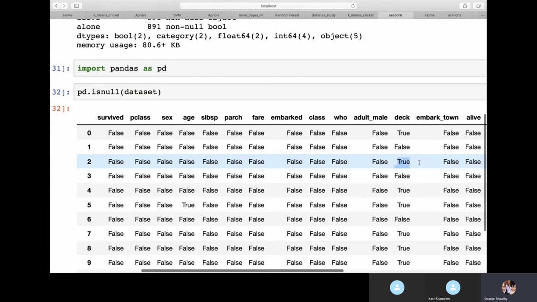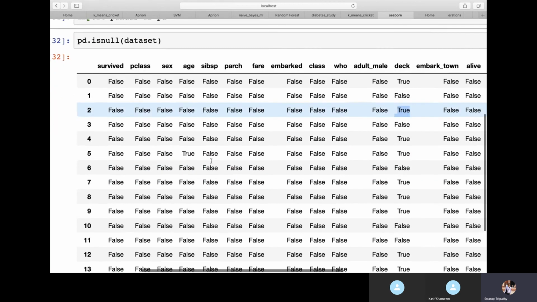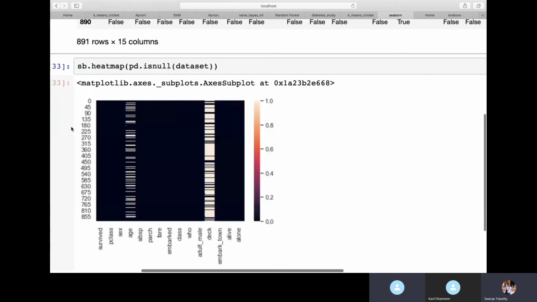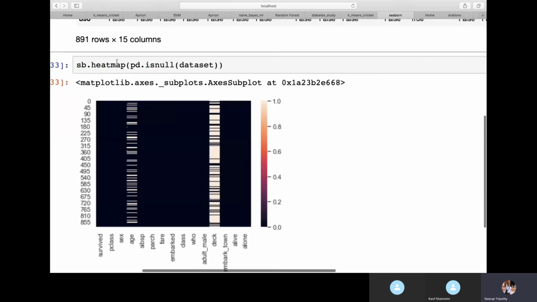Wherever it says true, true means it's a null value. False means it's not a null value. Now we cannot analyze so many records with true and false. To visualize this, we have something called a heat map in Seaborn. A heat map takes Boolean values like true, false, 1, 0 and plots them within a graph.